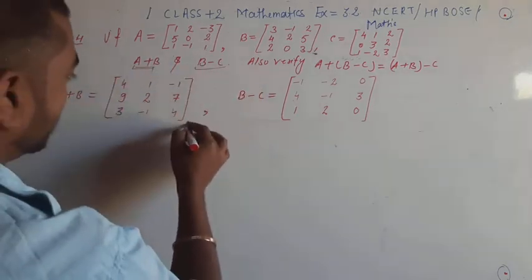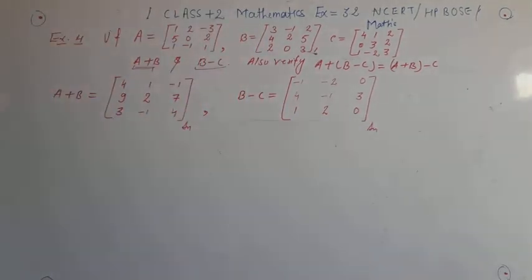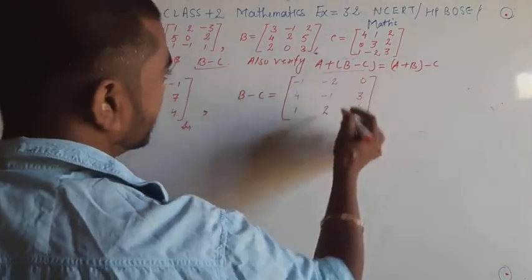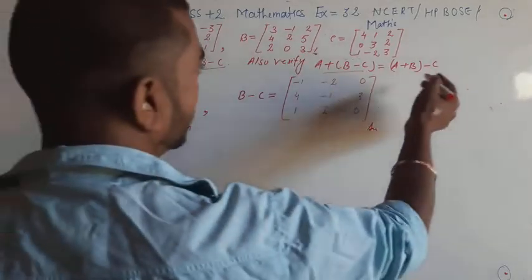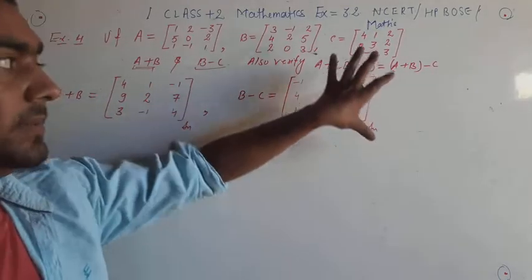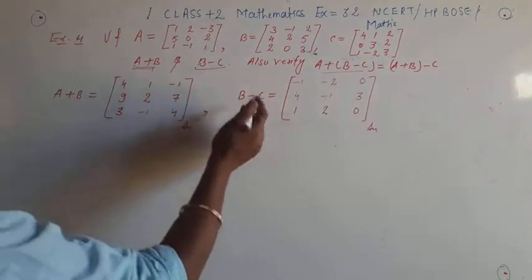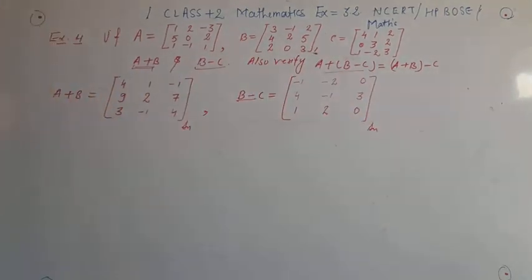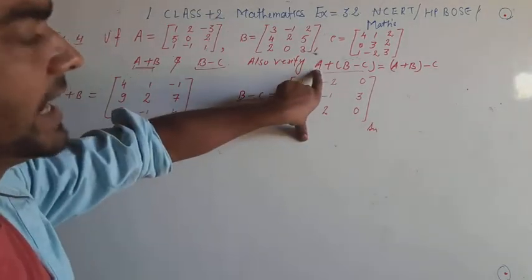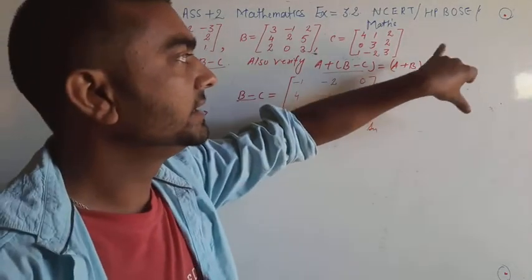Now the given results are here: one is A plus B and another one is B minus C. Now we also have to verify the result. This given result, that is A plus B minus C equal to A plus B minus C. If this result is equal, then we can say that the result is verified. Otherwise we will not be able to verify the result. We already found B minus C and A plus B. We just have to add matrix A with B minus C and subtract C from A plus B.